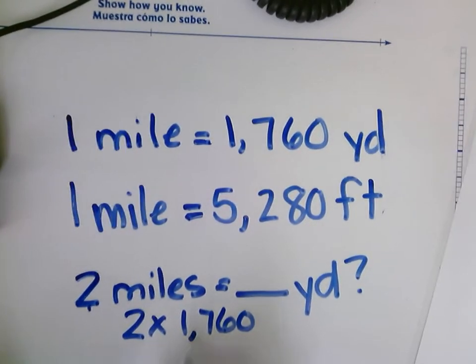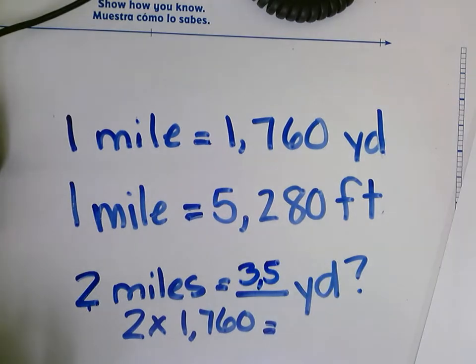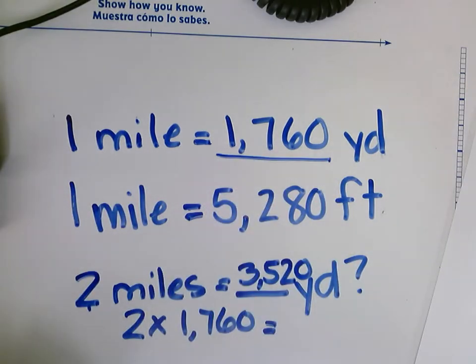You can go ahead and put that in your calculator. Remember, we don't put commas in our calculator. We just put the numbers and find out what that would be. Did you get 3,520? That's right. 2 times 1,760 is 3,520. As you notice, it is double what we had for 1 mile. 1 mile is 1,760. If I have 2 of them, I'm going to double it to 3,520.